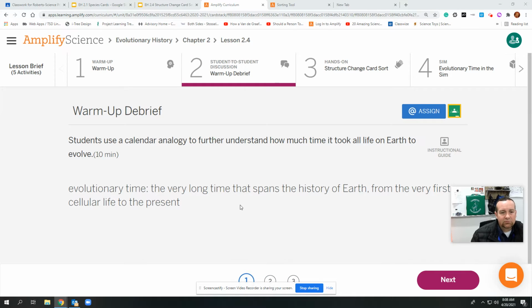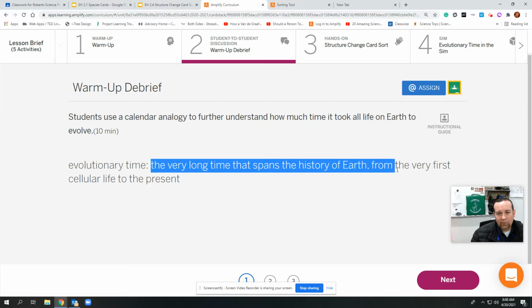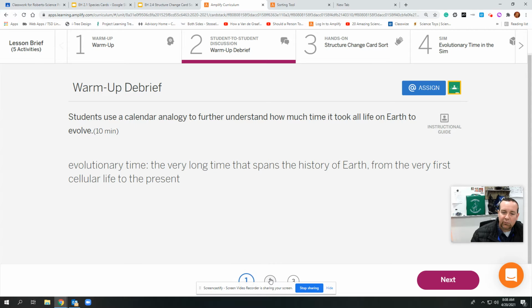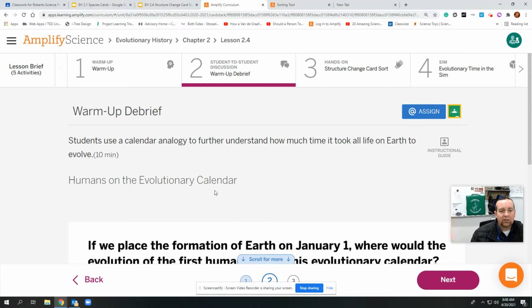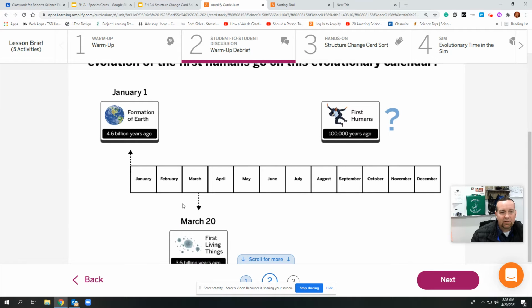So, evolutionary time. Evolutionary time is the very long time that spans the history of Earth from the very first cellular life to present. This time scale is actually rather large. So let's look at it a different way. Let's look at the formation of the Earth as if it were a calendar, January through December.